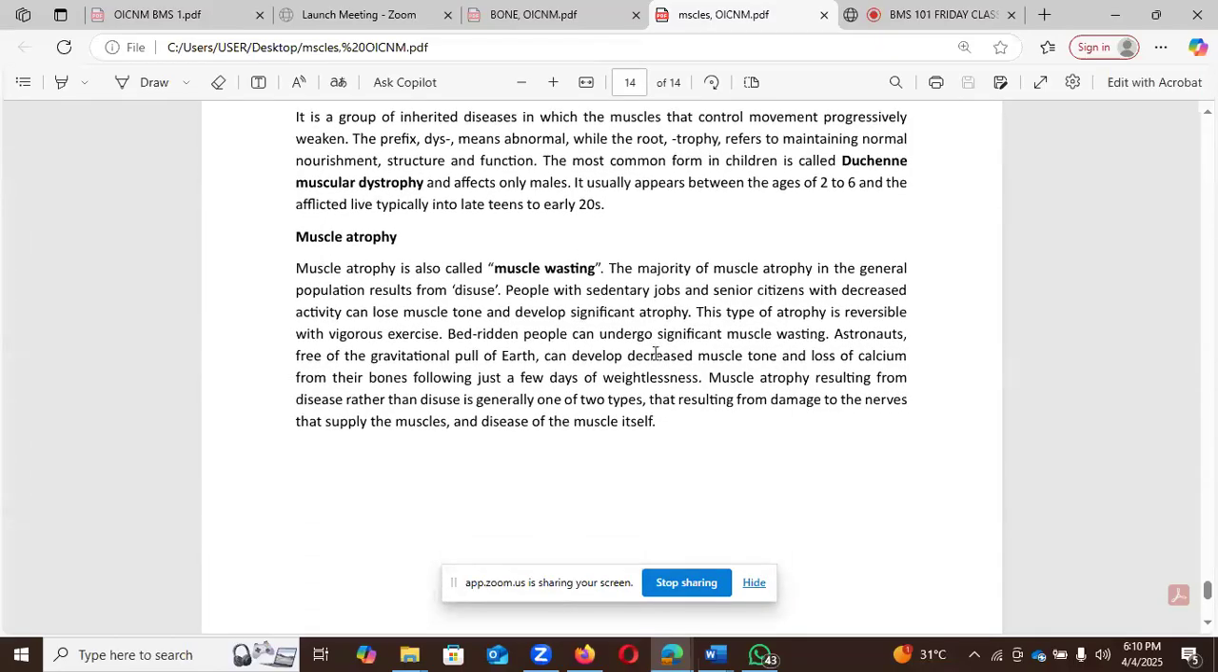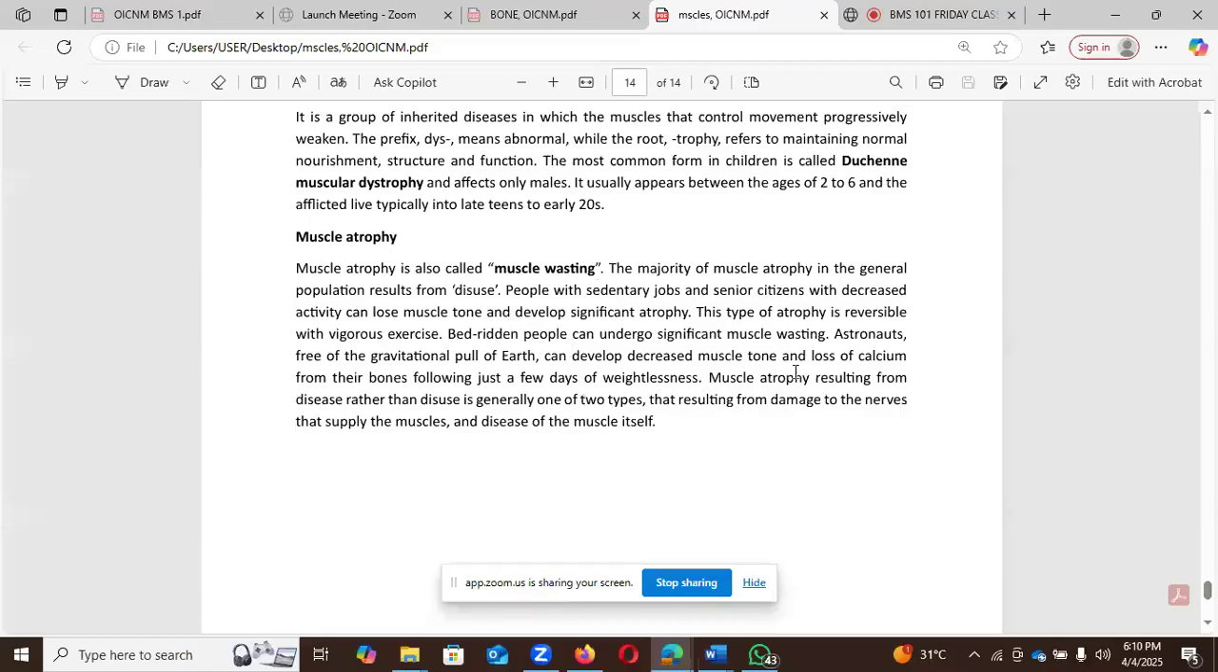Another one is muscle atrophy. The other one is dystrophy; this one is atrophy. Atrophy is muscle wasting. It occurs majorly in people with spinal cord injury. When there's spinal cord injury, it can lead to muscle atrophy and that muscle will begin to waste. It affects people and they become bedridden. Muscle wasting makes people become bedridden and they cannot walk.